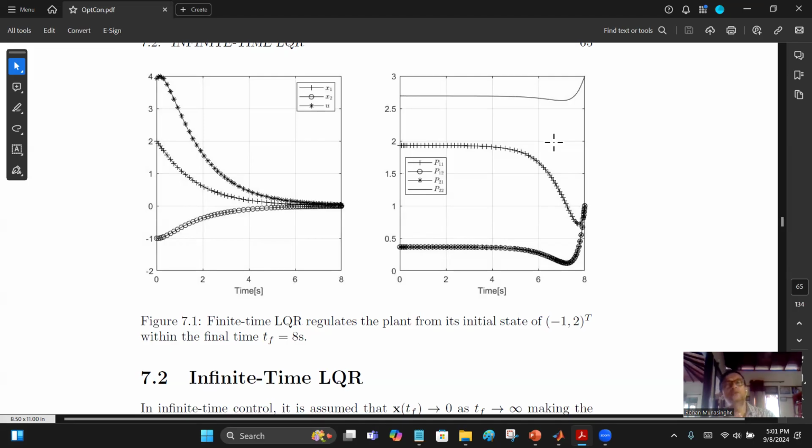But for that, you need to relax the time. It doesn't mean that you are taking a big risk. You can simulate and figure out how long it takes to settle down. Now you have set 8 seconds. It regulates within 8 seconds. But if you let the constraint go away, infinite time linear quadratic regulator, you can simulate it and figure out how long it actually takes to regulate the plant.